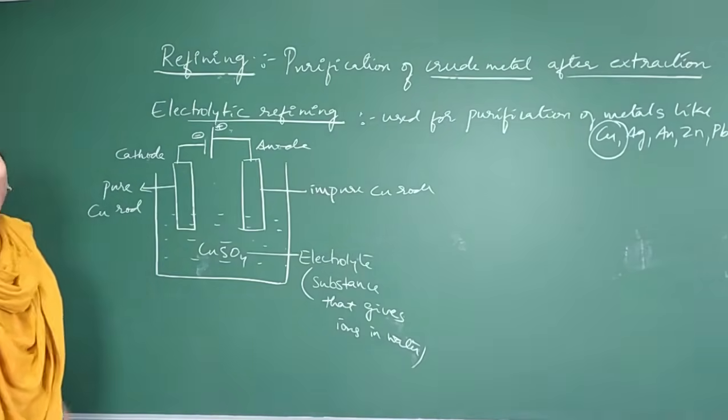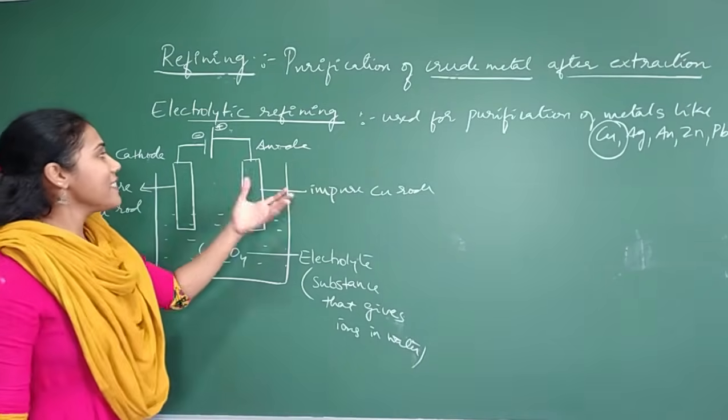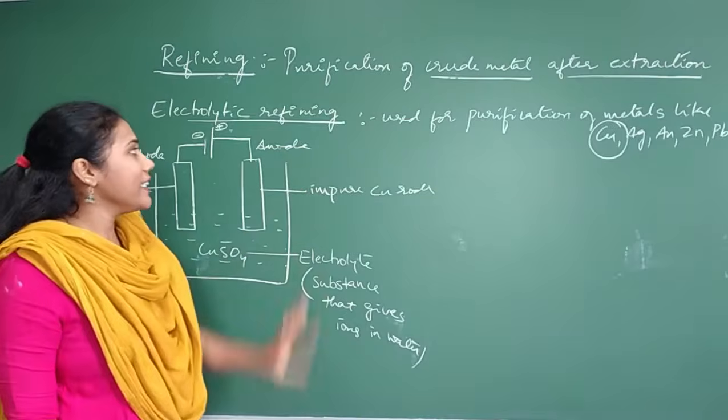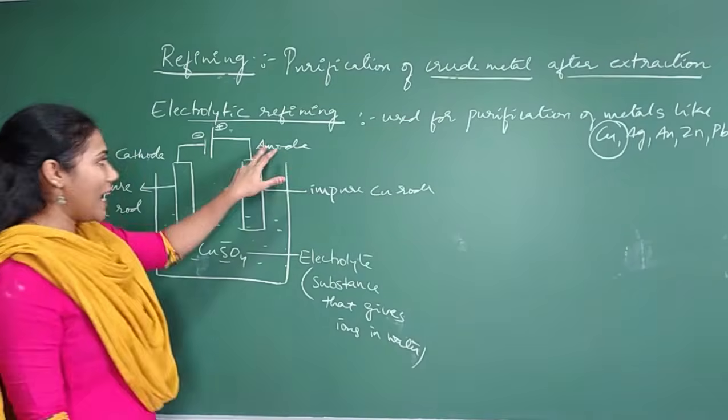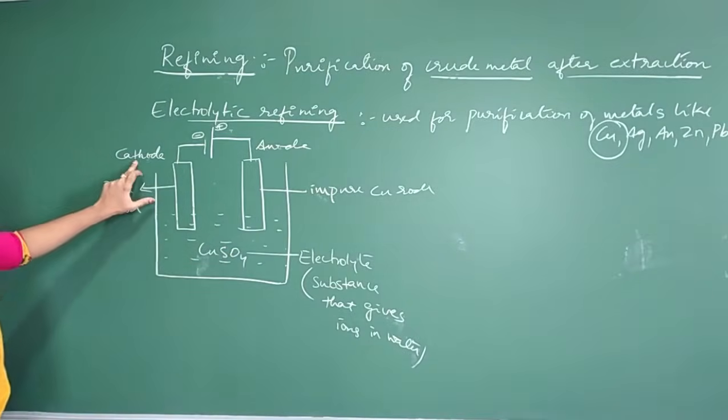This is very important. In the examination they will ask you which rod is considered as cathode and which rod is considered as anode. As anode we are taking the impure copper rod. As cathode we have taken the pure copper rod.